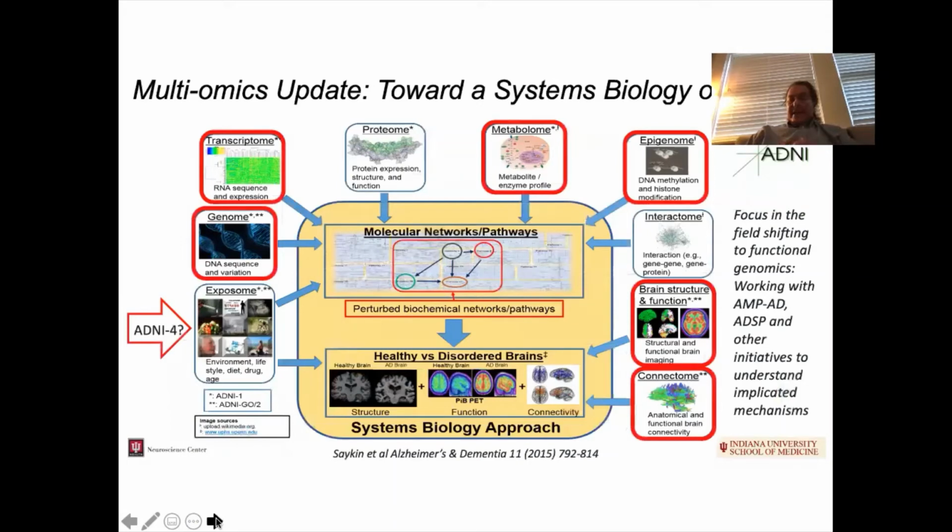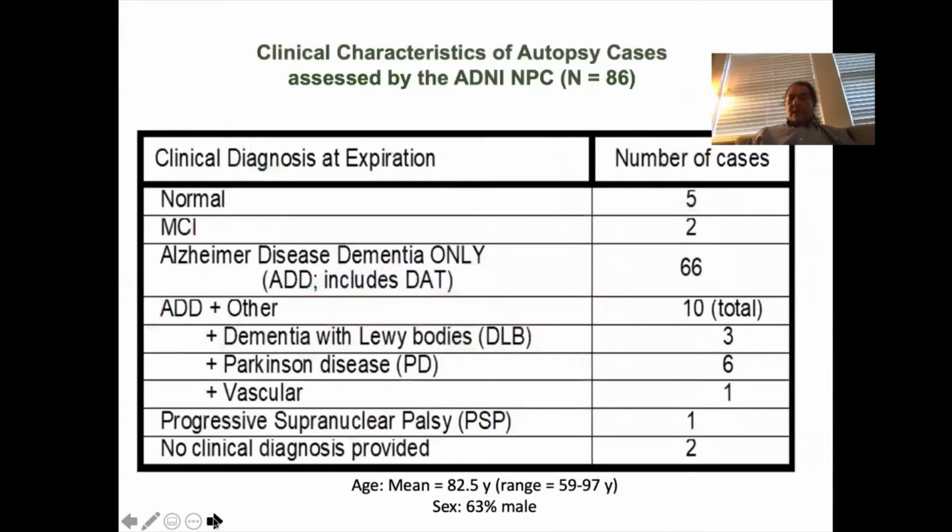Andy Sakin, the director of the genetics core, is very interested in a multi-omics update towards the systems biology approach, using the proteome and the metabolome and various other types of measurements, including the genome. Lots of different data has been obtained on ADNI participants. Finally, there's pathology, because that's really the gold standard as to whether or not people have a disease, as shown at autopsy when the brain is harvested.